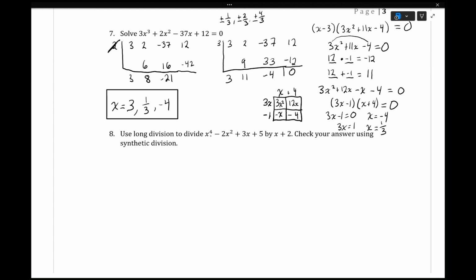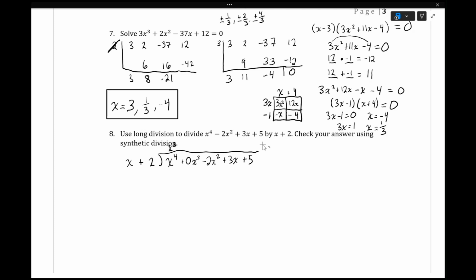Now, there's a tricky part in here because notice there's no x cubed. So I'm going to rewrite this as x to the 4th plus 0x cubed minus 2x squared plus 3x plus 5 divided by x plus 2. And I say, what do I multiply x by to get to x to the 4th? And that's an x cubed.